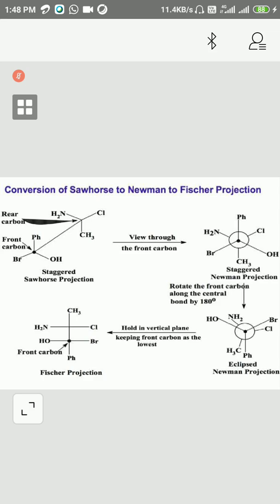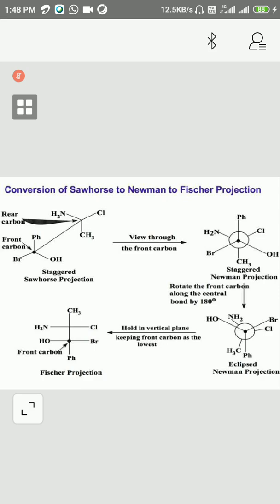From here to here, this is the staggered conformation. You can easily convert it into eclipsed. You just rotate this carbon-carbon bond in such a way that the bigger group comes just above the bigger group. The phenyl group is the bigger group on this front carbon, and on the rear side CH3 is the bigger group. So you have to bring the phenyl group just above CH3. So you rotate here 180 degrees, and this one you also rotate 180 degrees.